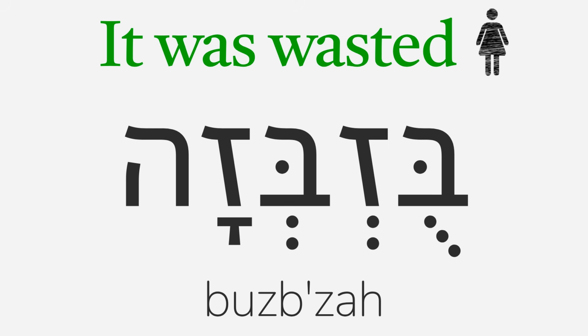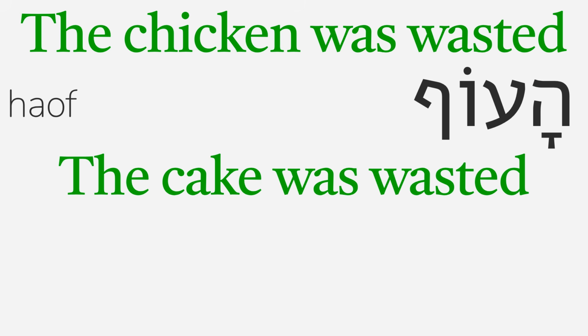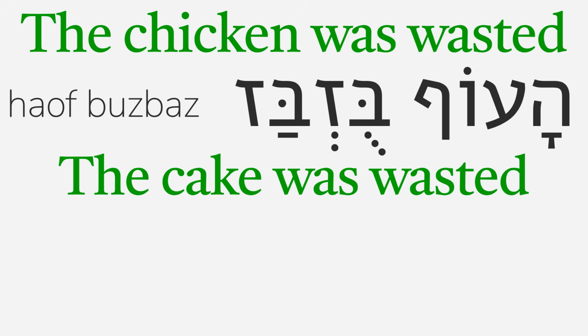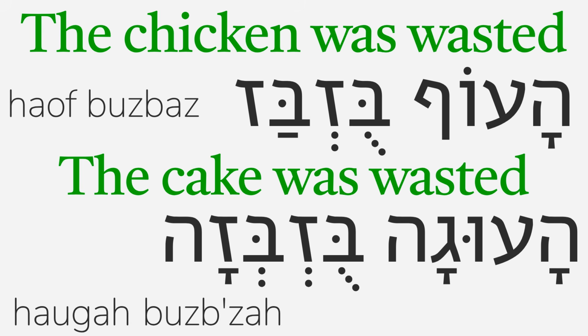in feminine form. With these verbs, we can say the chicken was wasted and the cake was wasted. The chicken in Hebrew is ha'of, which is a masculine noun. So the verb will be in the he form of the past tense, buzbaz. The cake is ha'uga, a feminine noun. So its verb is in the she form, buzbaza. Ha'of buzbaz, the chicken was wasted, and ha'uga buzbaza, the cake was wasted.